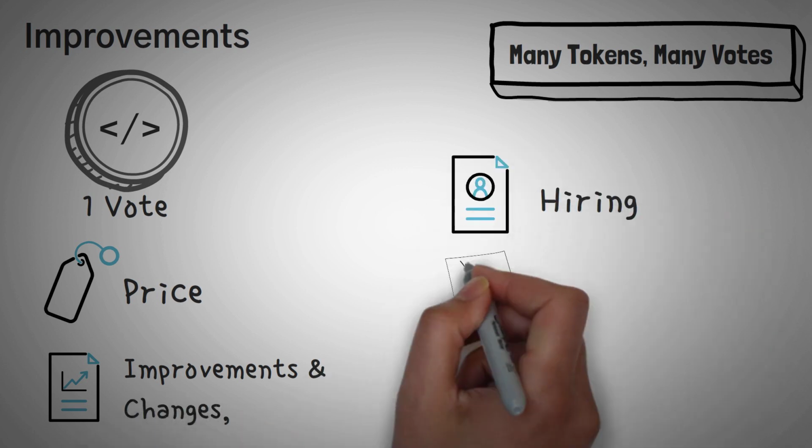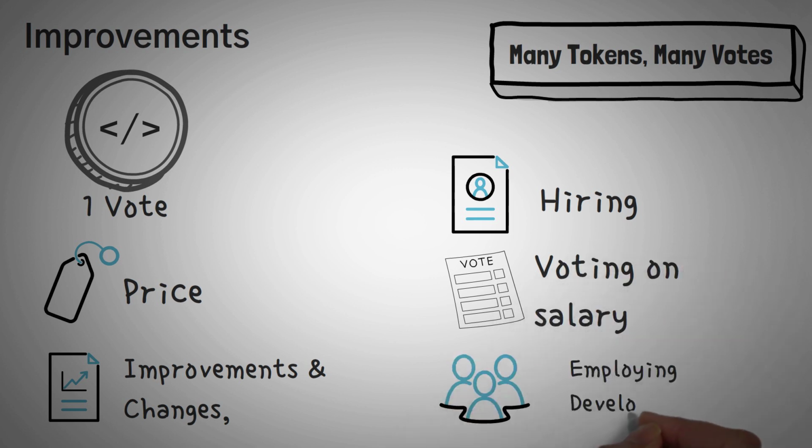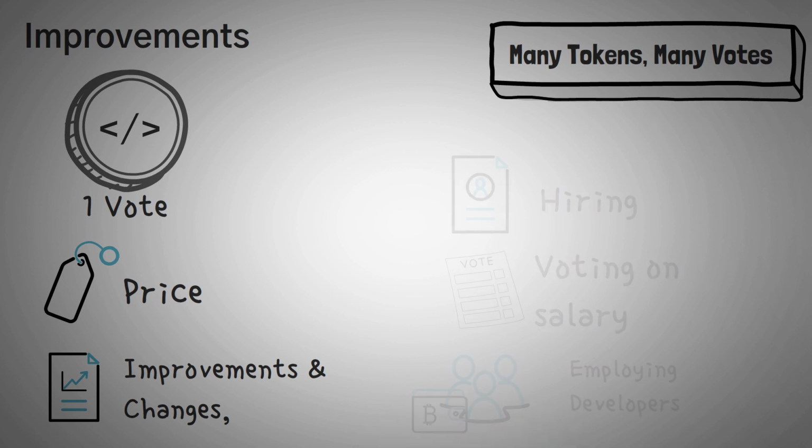Now, this includes actually hiring, voting on a salary, and then technically even employing certain developers within the autonomous organization. It would then just pay them with cryptocurrency.